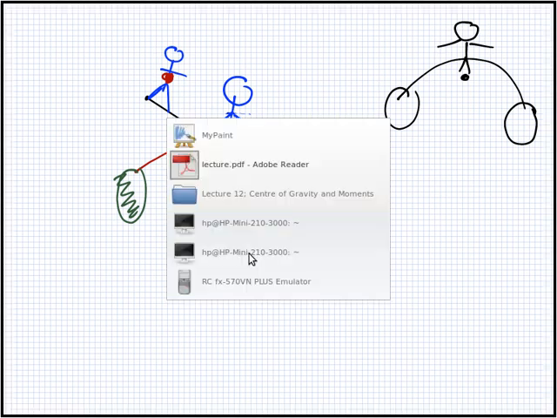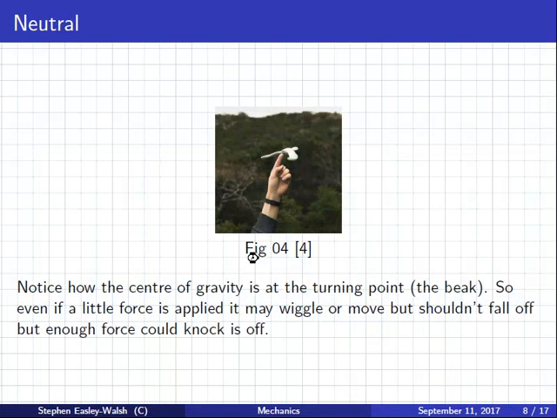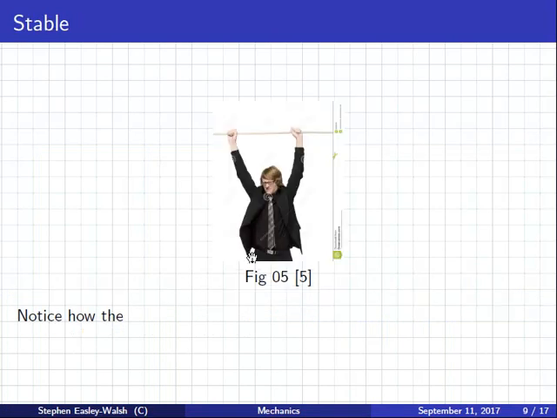Okay, continue. So next one is stable. In this picture, the centre of gravity is below the turning point. So actually, it's like hanging. If I hit this, it doesn't matter. It'll just swing and not fall. Although he's not very stable because the base is quite small, so it could still fall off. But we say it's stable because the centre of gravity is below the turning point.